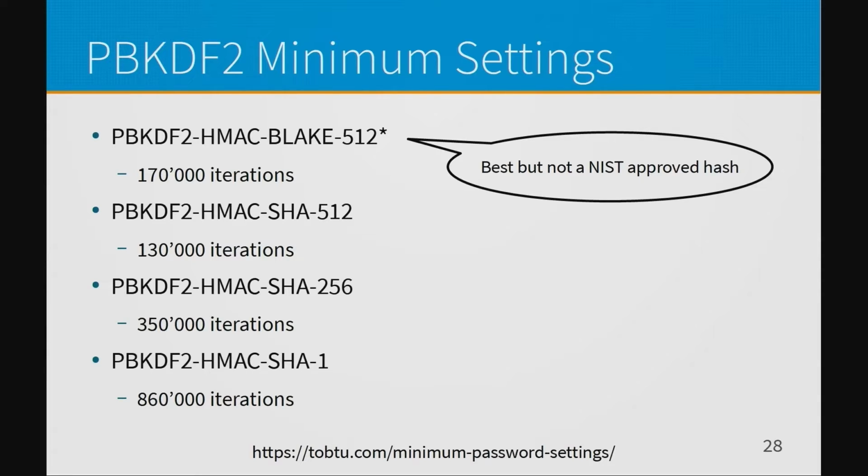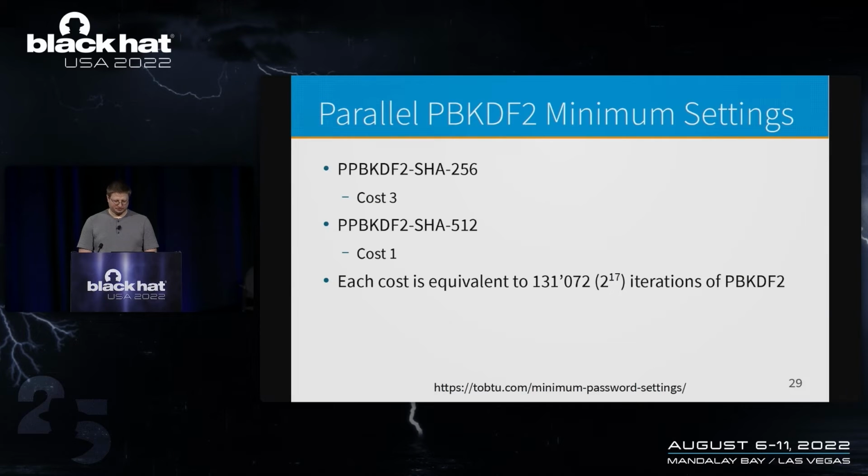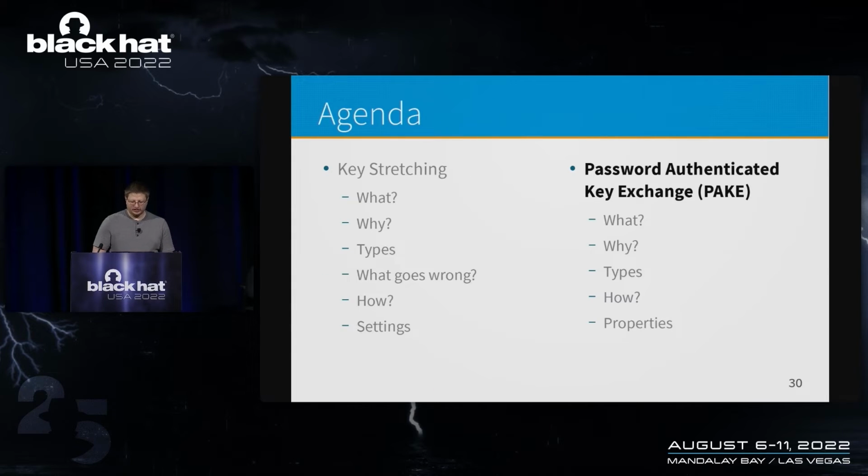So it will be faster, but faster as a defender for the same strength as others. So parallel PBKDF2, it's a simple thing, cost 3, cost 1. Each cost is equivalent to over 100,000 iterations.